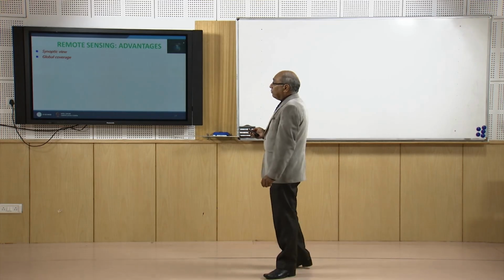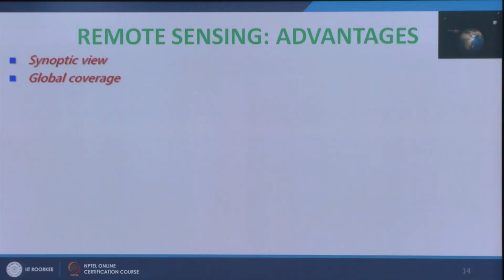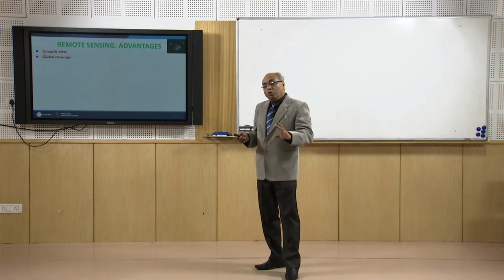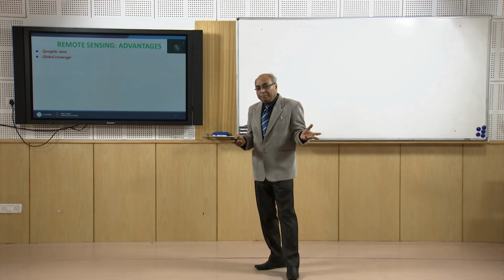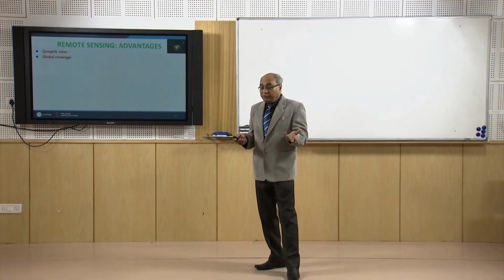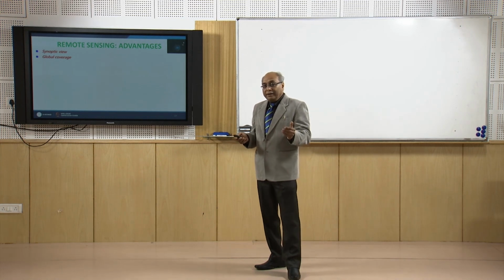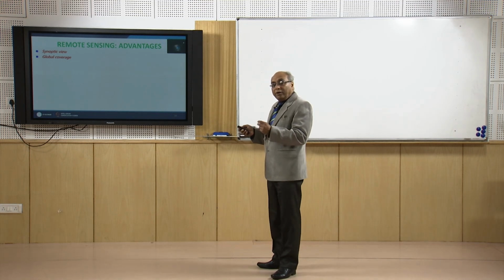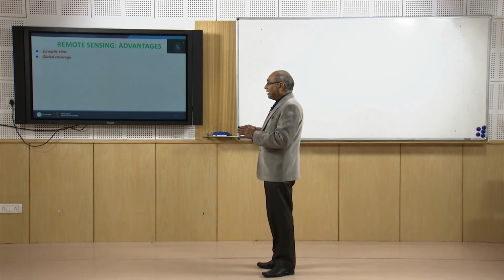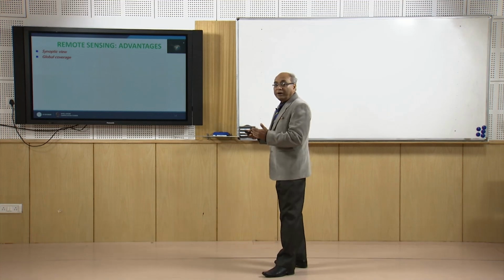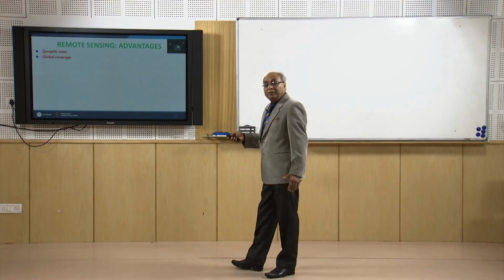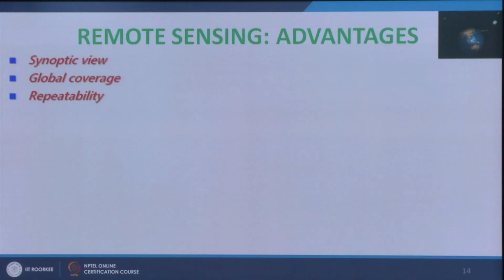Another advantage is global coverage. Most of these satellites cover the entire globe, though somebody might not be recording the data, or somebody may not have earth stations in different countries for all satellites. But the satellite itself might be transmitting or directly broadcasting the data towards the earth, covering all parts of the earth. So that is another very good advantage with remote sensing: global coverage.